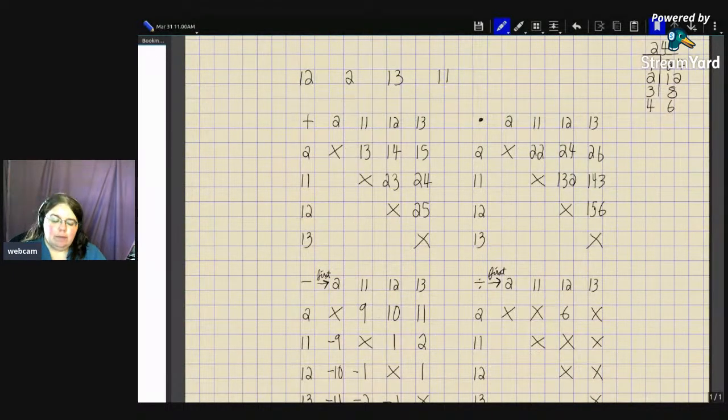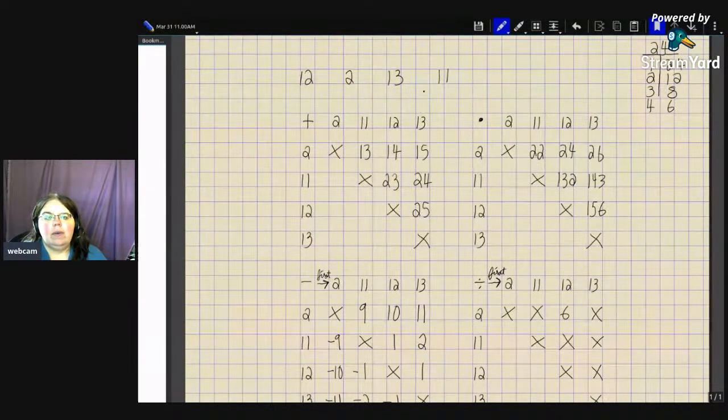143 divided by 24. That's not going to work, I'm sure, but let's just make sure. Okay, that's a crazy long decimal. And 156 divided by 24. Okay. So yeah, those aren't going to happen. Let's see, what can we do?